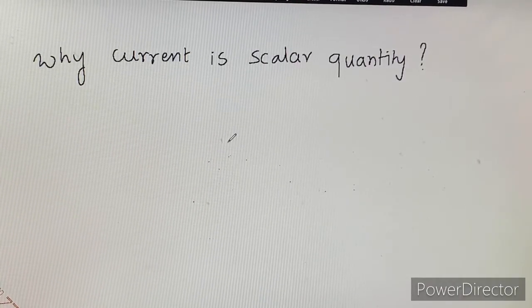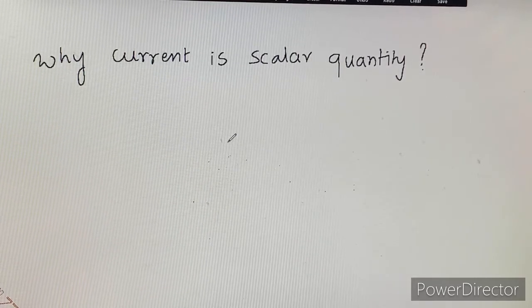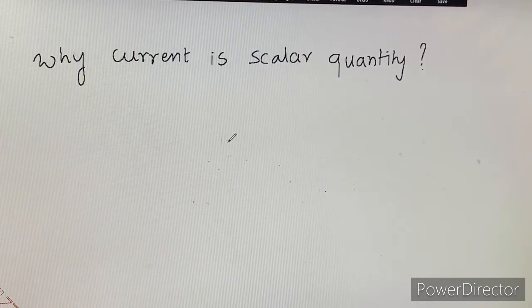Today I am going to start with a new topic, something different. The question is why current is a scalar quantity. Actually, this topic is not covered in your 9th and 10th standard. It is there in 11th standard, but a direct answer is not given. Why is current a scalar quantity? First of all, we'll go with what is current.